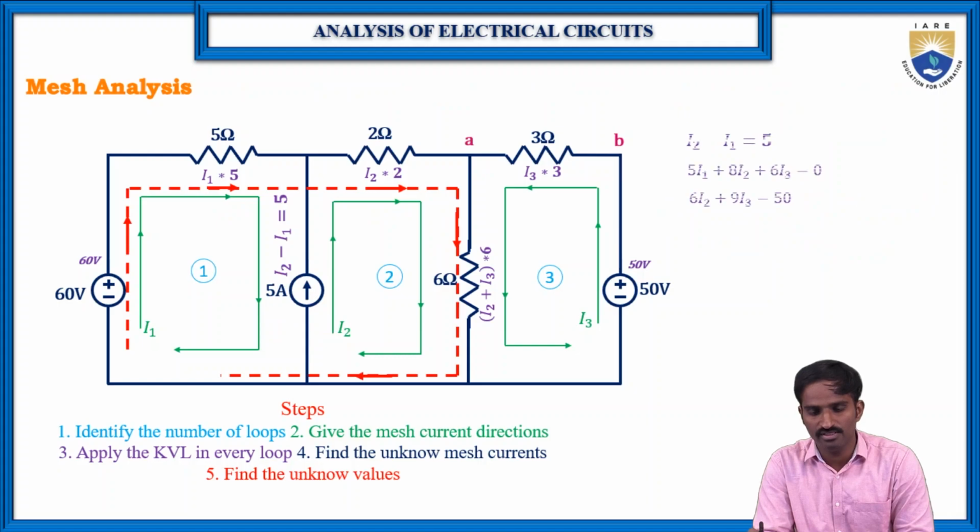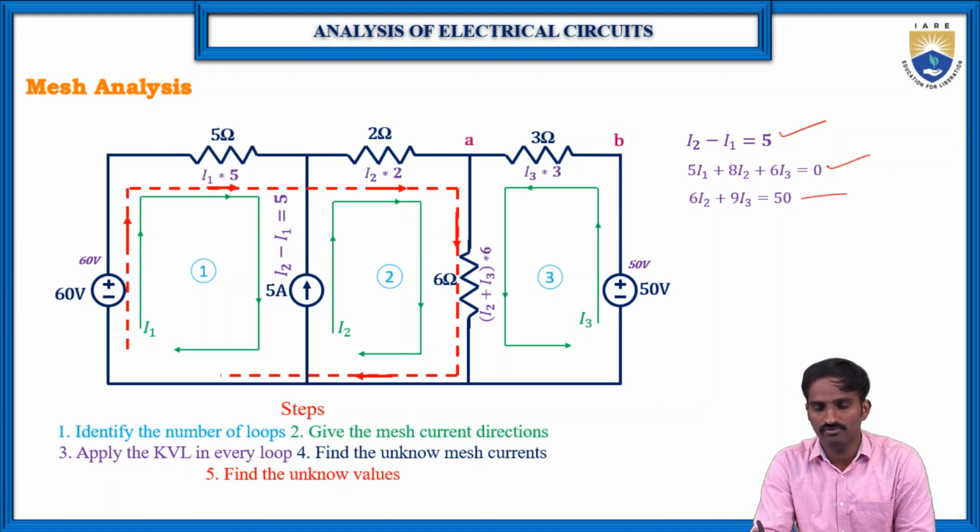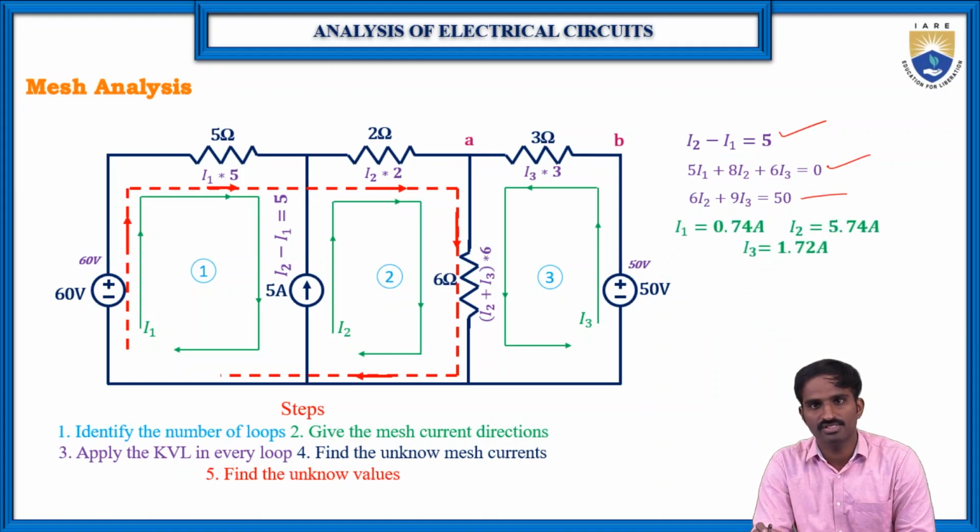After simplifying these 3 equations, you will get I2 minus I1 is equal to 5, 5I1 plus 8I2 plus 6I3 is equal to 0, and 6I2 plus 9I3 is equal to 0. By solving these 3 equations, you can find the I1, I2 and I3 values. Here I1 is equal to 0.74 amperes, I2 is equal to 5.74 amperes, and I3 is equal to 1.72 amperes.